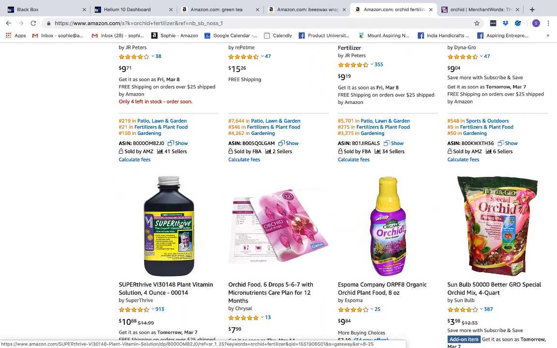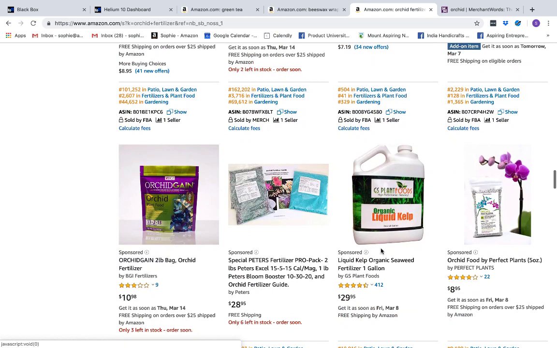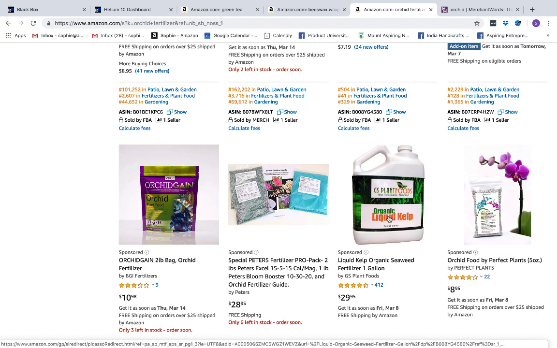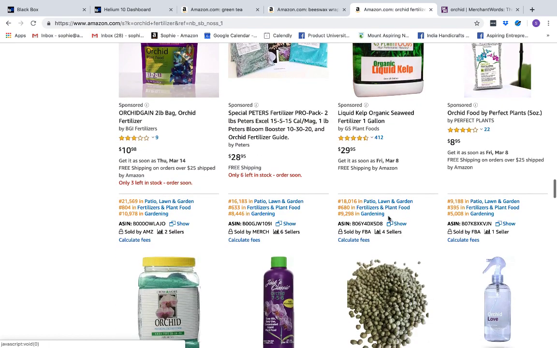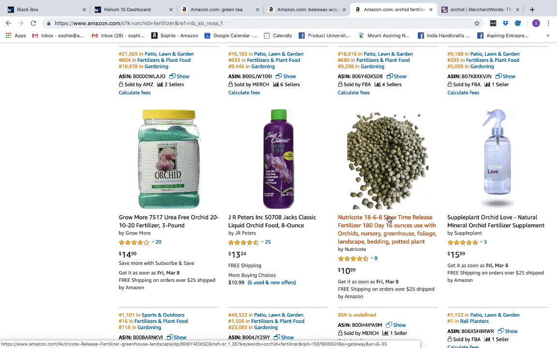There's a trigger bottle thing. There's quite kind of medicinal looking things. It's something this man's drinking. Plant vitamin solution. Includes kelp, so maybe kelp fertilizer is another search term. Oh, here we go, organic liquid kelp. So you can see that it's a bit of a rabbit hole. You dive down and you've got to just keep an open mind and gather up ideas at this stage.